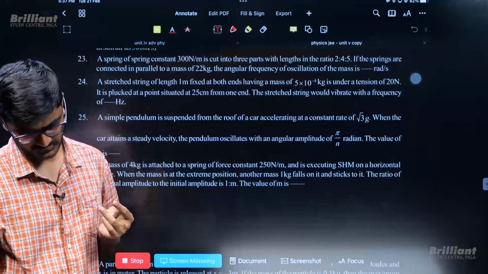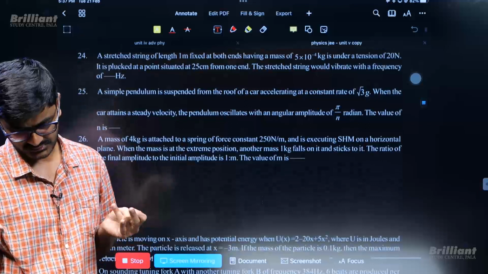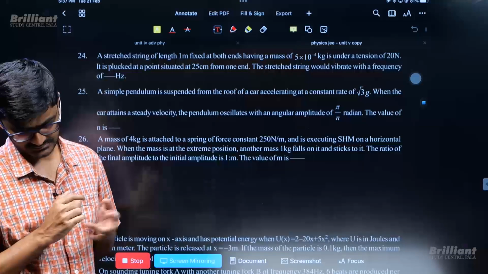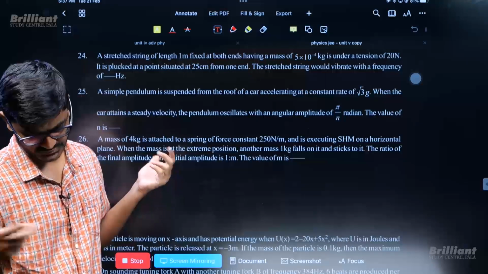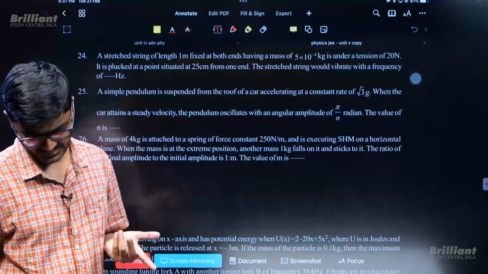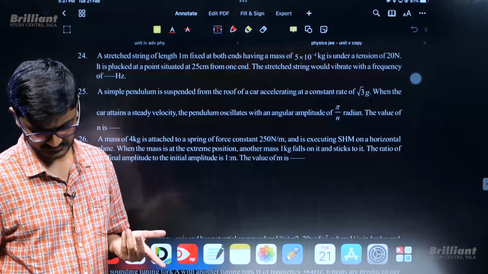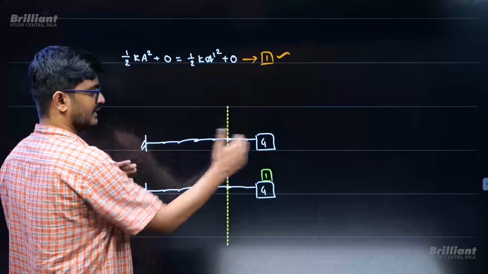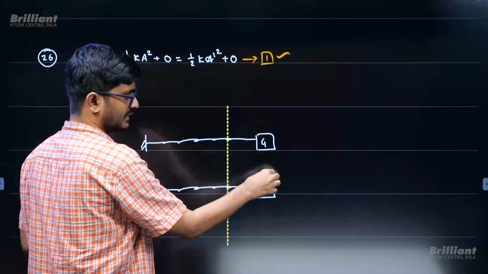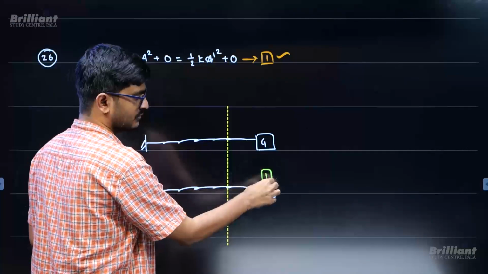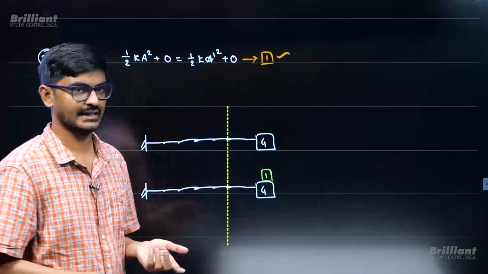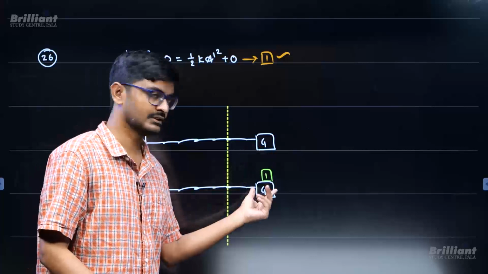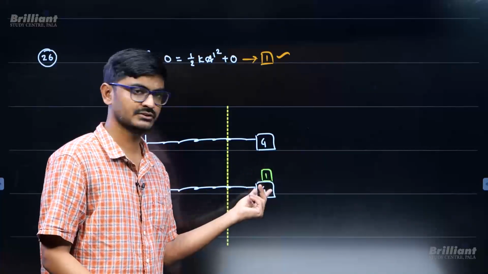Next one is a mass 4 kg attached to a spring of spring constant 250 and executing SHM on a horizontal plane. When the mass is at extreme position, another mass falls. The ratio of final amplitude to initial amplitude. That's a time saving question, right? So one is performing SHM. When it is at the extreme position, one more mass is falling. Now because of this mass falling, what is happening? Nothing is happening, because its momentum was 0. If this momentum is 0, this momentum is also 0.